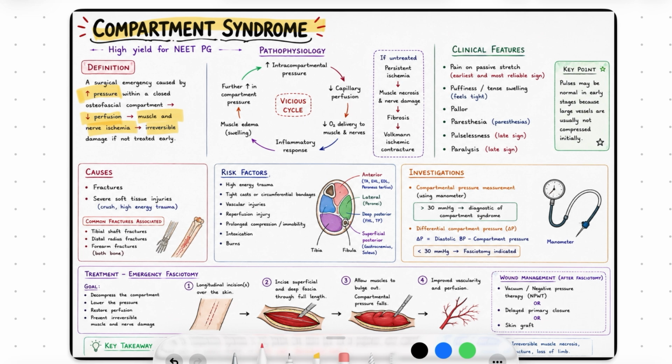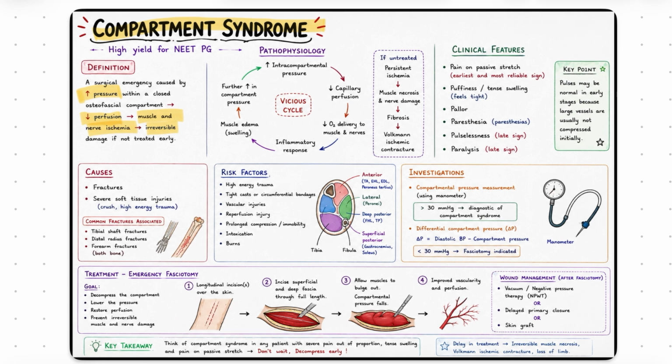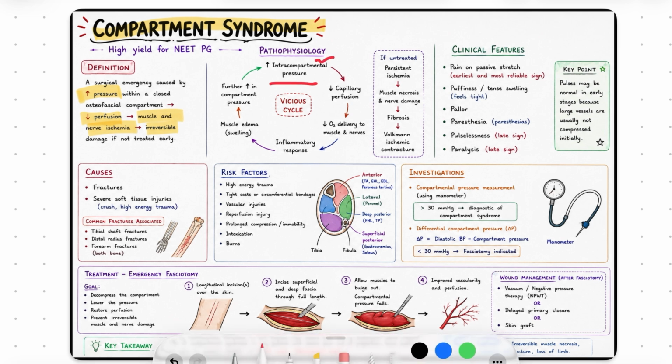So there is an intracompartmental pressure increase, the pressure in the compartment is increasing, so that decreases capillary perfusion. When the capillary perfusion is decreased, that automatically decreases oxygen delivery to the muscle and nerves, so that causes an inflammatory response. So what happens? There will be muscle edema, and because of this swelling happens, the size increases, so there will be a further increase in compartment pressure. So this is what is happening here.